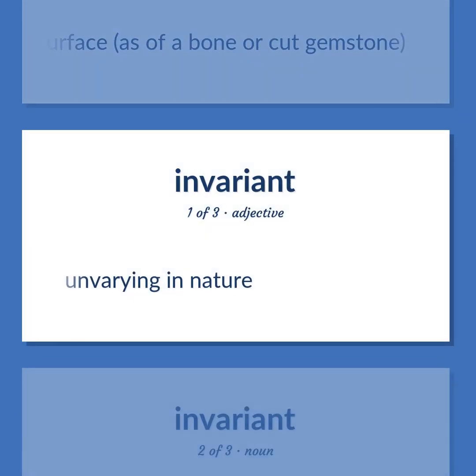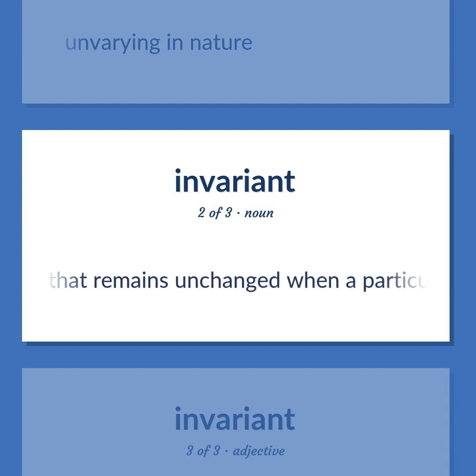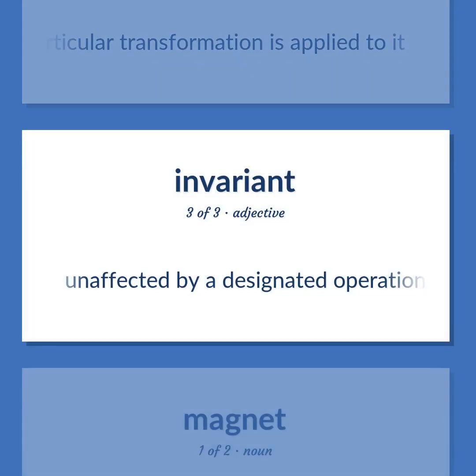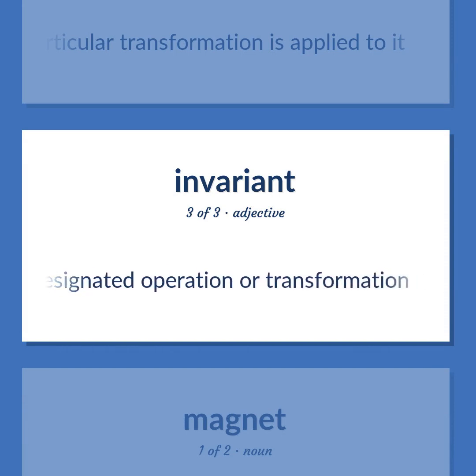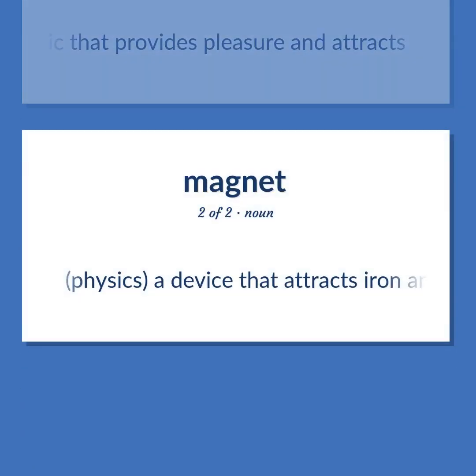Unvarying in nature. A feature, quantity or property or function, that remains unchanged when a particular transformation is applied to it. Unaffected by a designated operation or transformation. A characteristic that provides pleasure and attracts. Physics. A device that attracts iron and produces a magnetic field.